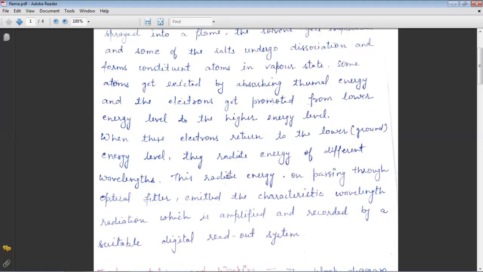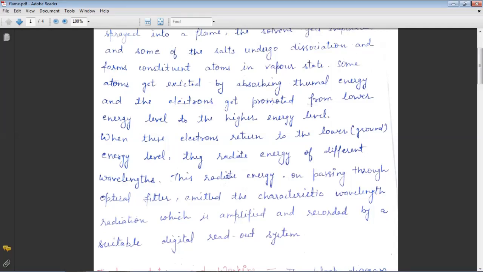It means that when they have returned through emission to the ground level energy state, it means there are different wavelengths present, right? And the different wavelengths show different colors, so that we can detect or record the suitable digital reading.